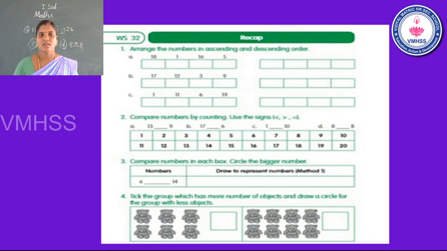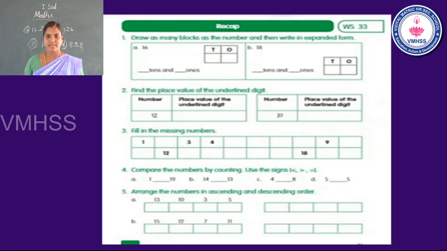Okay, students. Did you understand the first slide? Okay, let's go to the next slide. Worksheet 33. Draw as many blocks as the number and then write in expanded form. Students, look at A part. 16. What is this number? 16.